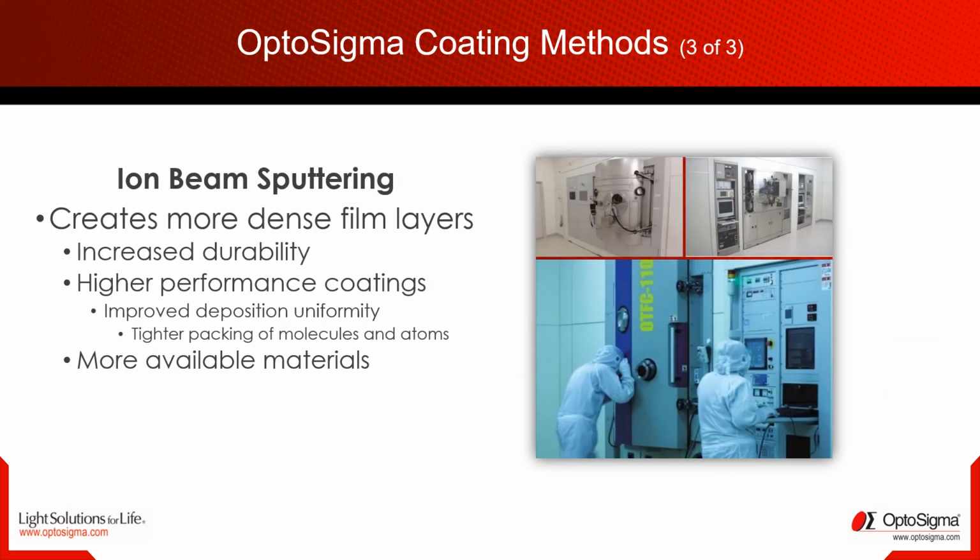Some of the highest performance coatings are manufactured using IBS or ion beam sputtering, which originally was developed for telecom filters to yield high durability, high performance optical coatings. This method is used for the most stringent optical filter coatings.